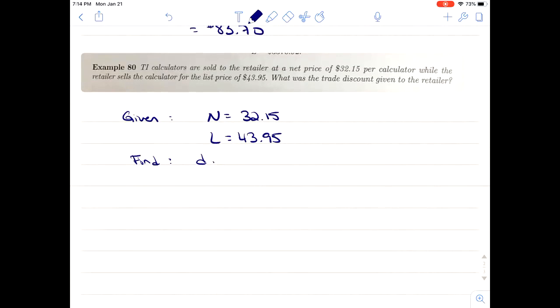So we can use the same formula, right? Just rearrange it if we want to solve for D. So we've got N is L times 1 minus D. I'm going to plug in my values. If you wanted to, you could rearrange this formula, solve it for D. I just find it a little bit easier if I just have the numbers in there already, and then I can move it around and solve it at the same time.